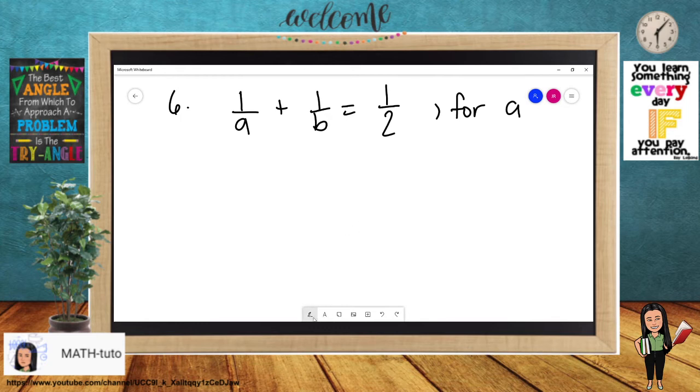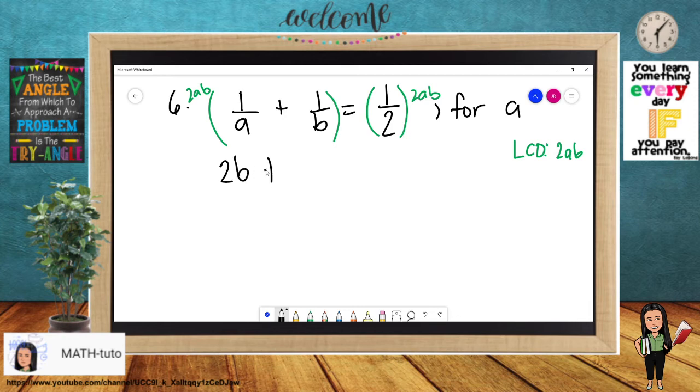Okay, this is an example of an equation which consists of fractions. What will we do here? We can multiply by the LCD. Since we don't really know the value of A and B, the LCD will be 2AB. We multiply both sides of the equation by 2AB. I use a different colored pen so you know that the black one is the original equation. So, we multiply both sides of the equation by 2AB. This term is now 2B plus this term is equal to 2A.